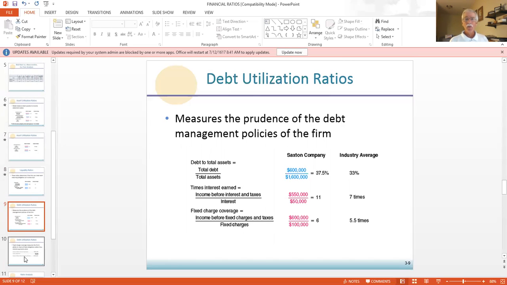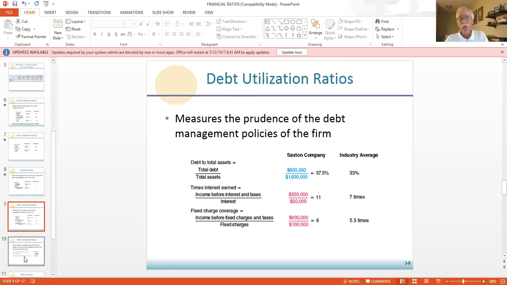Second calculation, times interest earned. How often are you earning a level sufficient to pay your interest? And in this case, Saxton has accomplished income before interest and taxes of $550,000 divided by an interest obligation amount of $50,000. We get a result of 11 times. That's quite reasonable. You've earned your interest on your obligation 11 times in the course of the year. That puts you in a comfortable position to pay your interest, which of course only needs to be paid once.